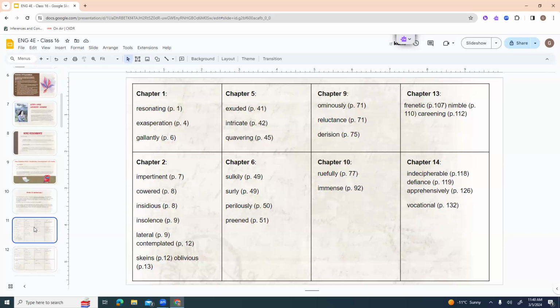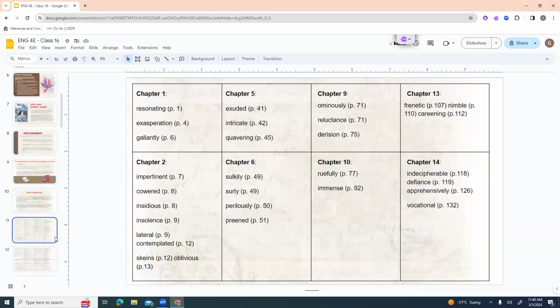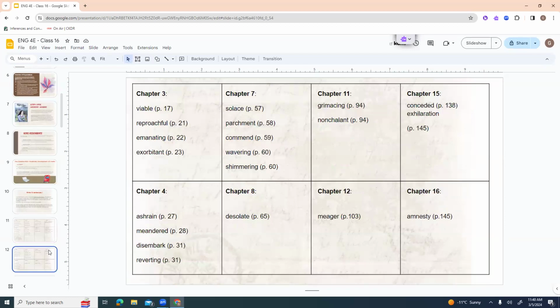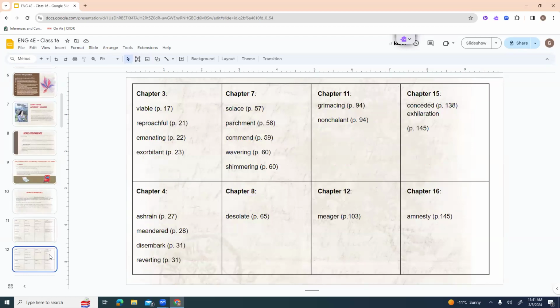I've skipped something. Hang on a second. Oh yeah, I know where I am. Solace, parchment, commend, wavering, shimmering, desolate. Ominously, reluctance, derision, ruefully, immense. Grimacing, nonchalant, meager. Frenetic, nimble, careening. Indecipherable, defiance. Apprehensively, vocational. Conceited, acceleration, and amnesty.